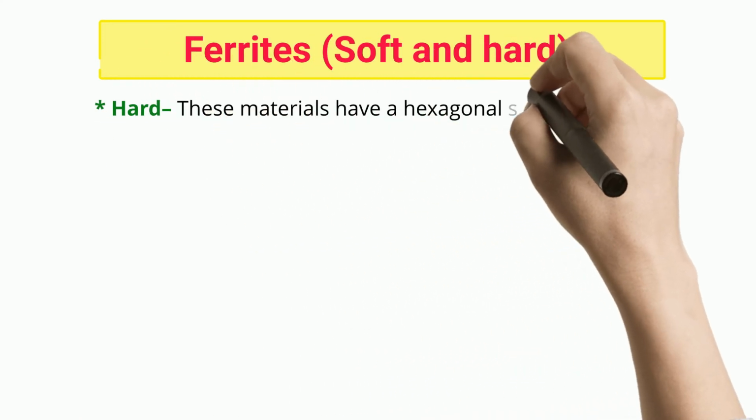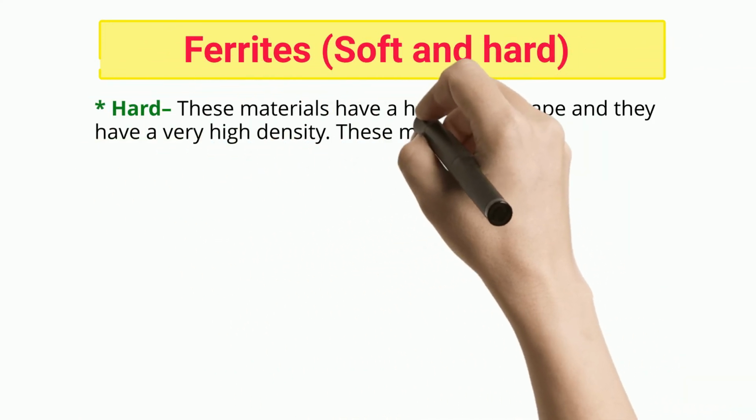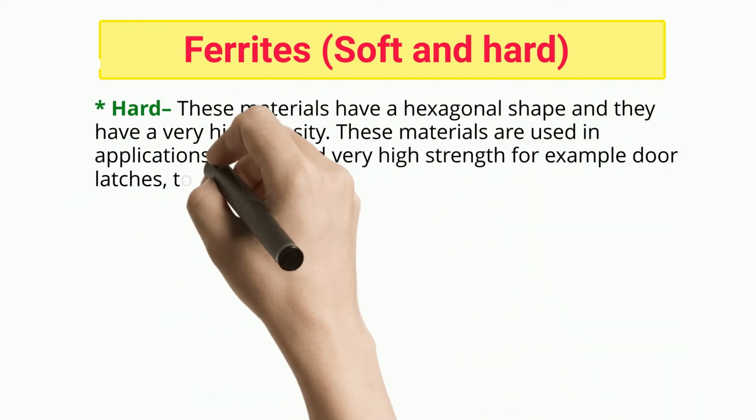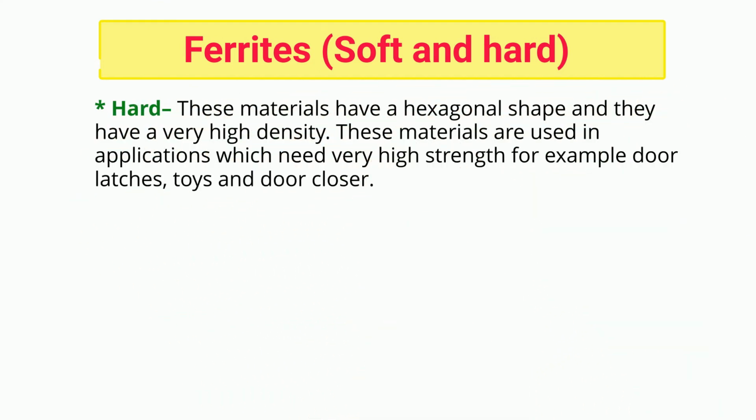Hard. These materials have a hexagonal shape and they have a very high density. These materials are used in applications which need very high strength, for example door latches, toys and door closers.